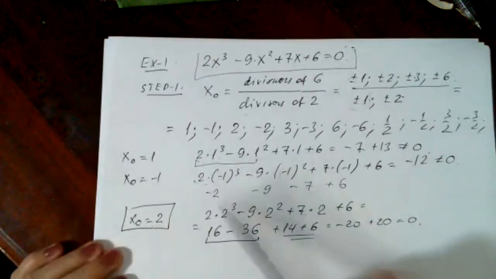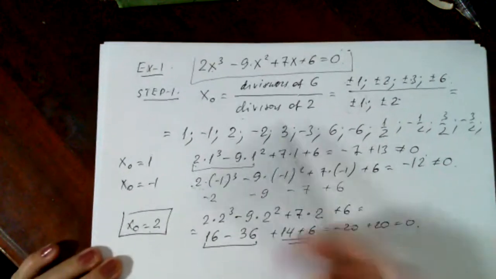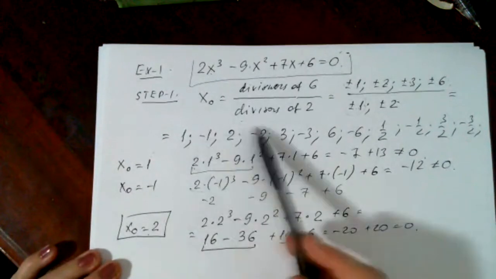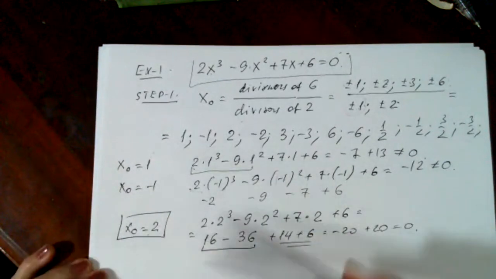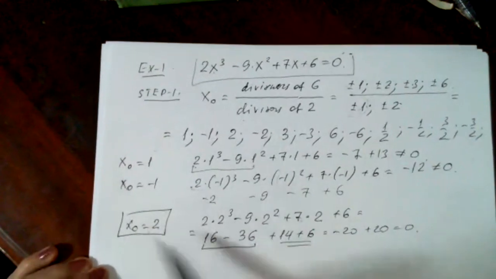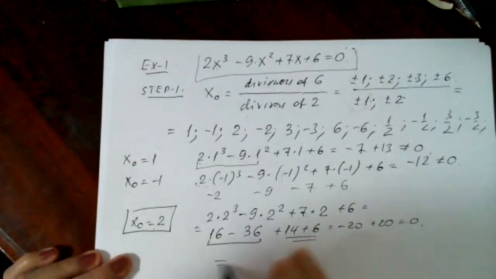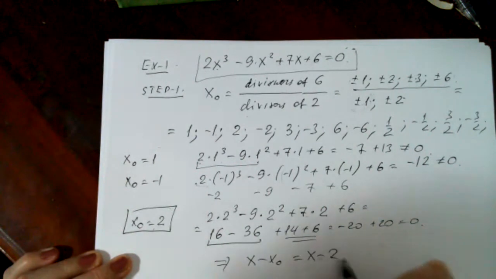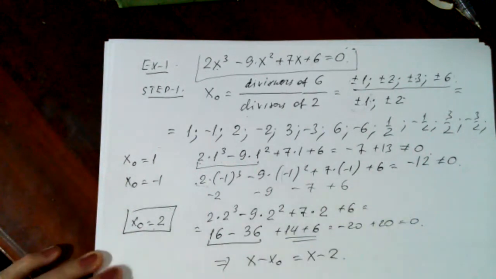So this is how this process of guessing looks. It's a sort of educated guess. It's not a crazy procedure. So finally we found this root. It means that we guessed this factor in our future factorization, x minus 2.